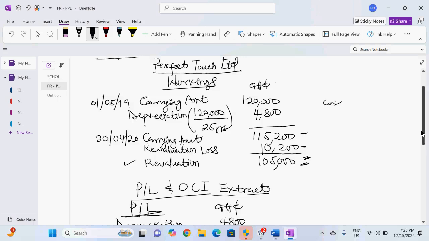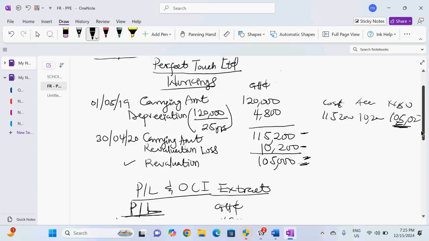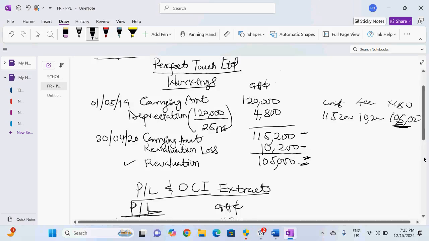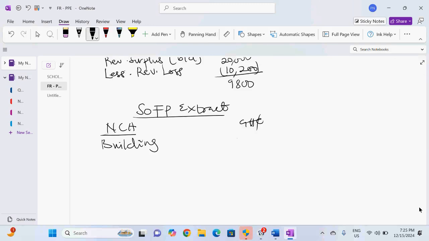So this is like cost less accumulated depreciation, net book value. You get it? The cost is the carrying amount, 115,200. Accumulated depreciation, 10,200. Then you get the net book value, 105,000. So here we are not bringing the cost and accumulated depreciation, we are just bringing the net. That's why we are choosing the revaluation amount. So the building is 105,000. What else?